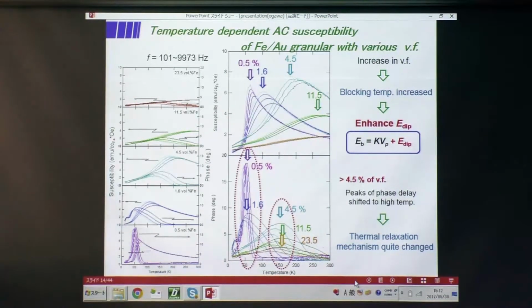From this result, with increasing volume fraction, the blocking temperature, here and here, is increased. And the phase delay also shifts to higher temperature with increasing volume fraction. That means the blocking temperature increases from low temperature to higher temperature, and that means an enhancement of the dipole interaction field in addition to the magnetic anisotropy energy.